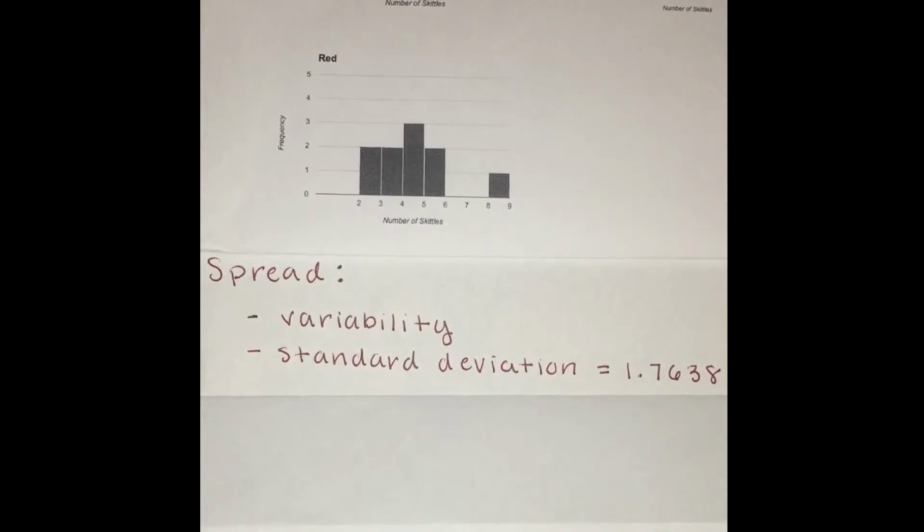Then with the spread, you are looking at the variability of the data, or how spread out it is. Compared to the other graphs, this histogram is relatively spread out. This can also be shown by the standard deviation of the data.